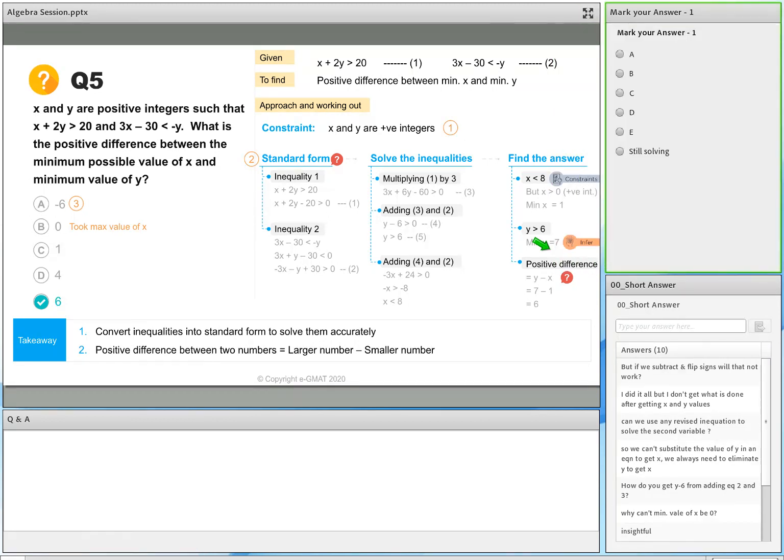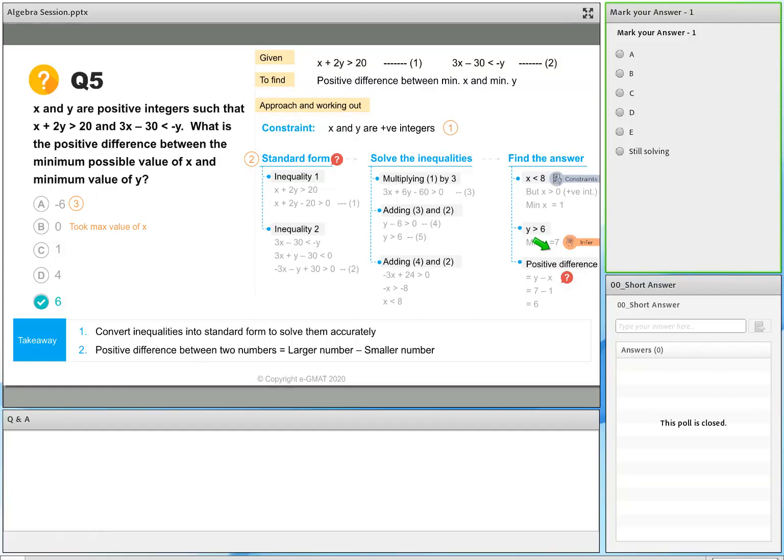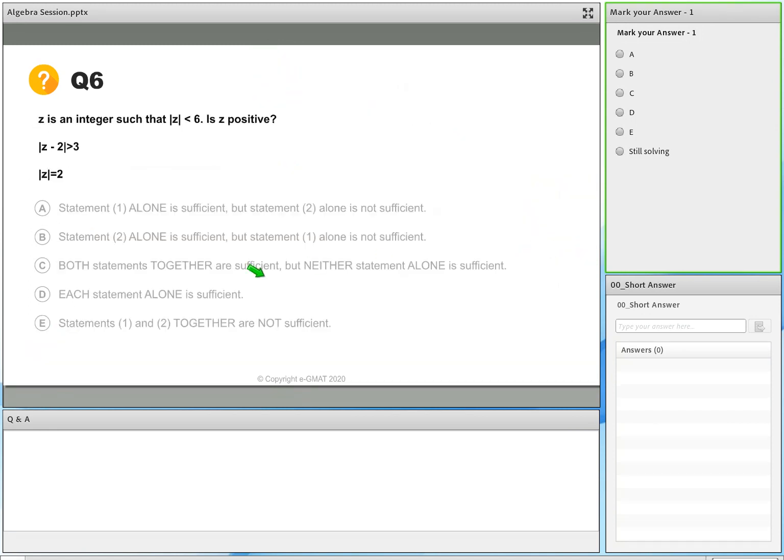The poll is open. Please mark still solving, and we're going to go to the next question then. Okay, yes, I have answered everything in the chat box. Let's go with full energy into this, everybody. Come on. Okay, thank you. Here's question number 6. All the best.